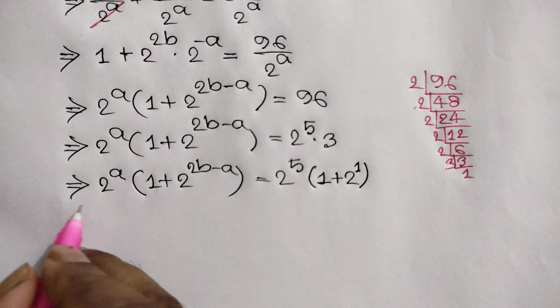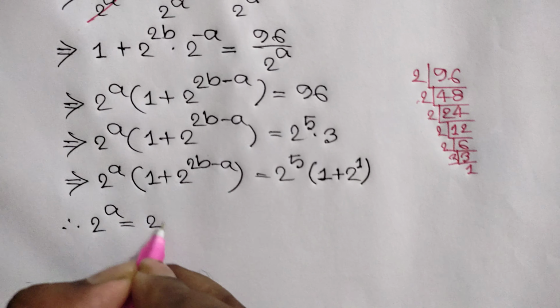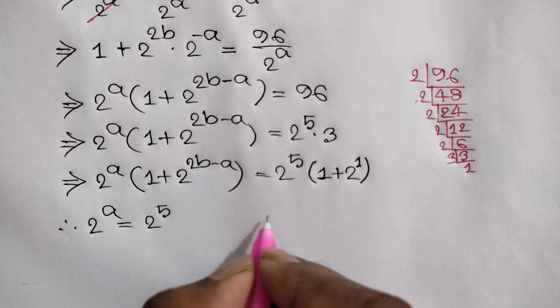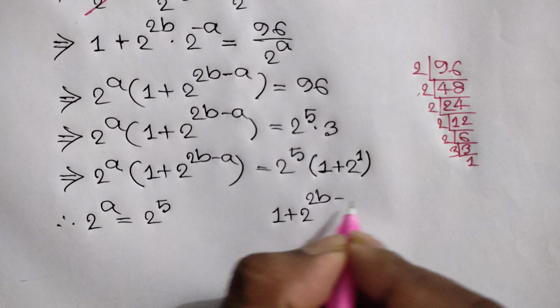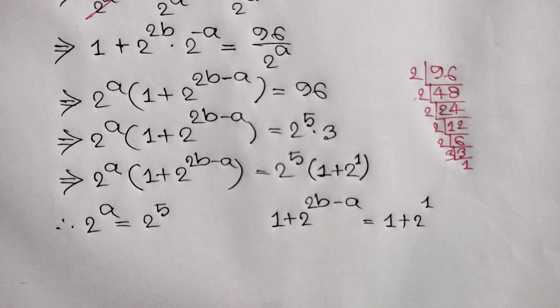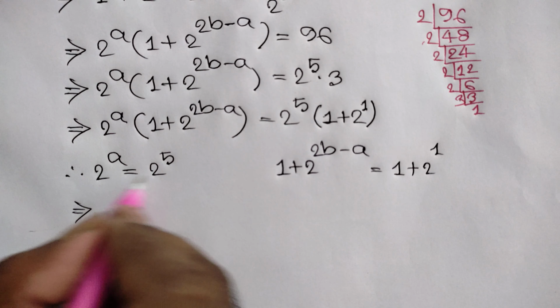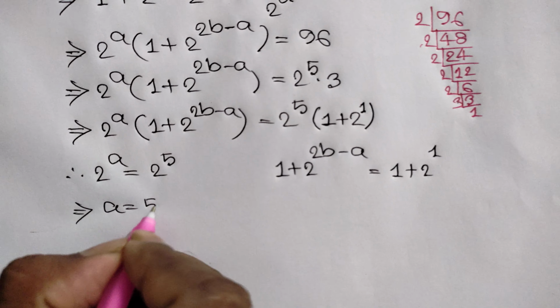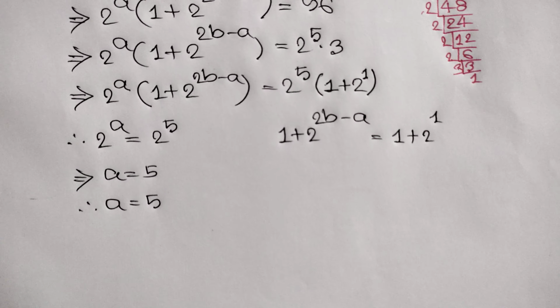Now comparing both sides, we can write here 2 to the power a is equal to 2 to the power 5 and 1 plus 2 to the power 2b minus a is equal to 1 plus 2 to the power 1, or here we will get a is equal to 5, so the value of a is equal to 5.